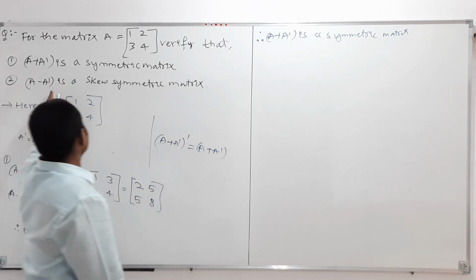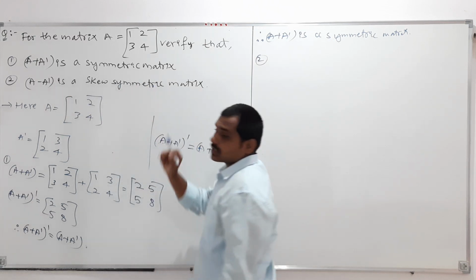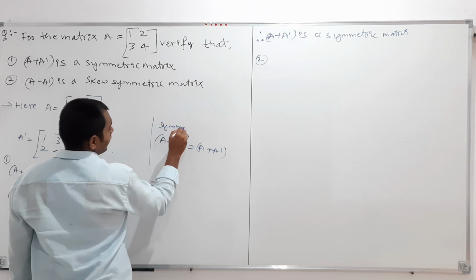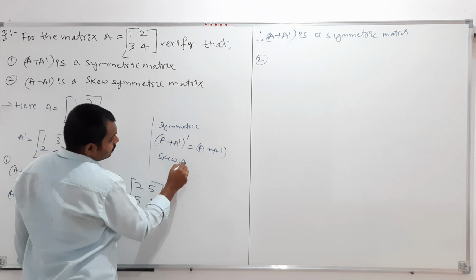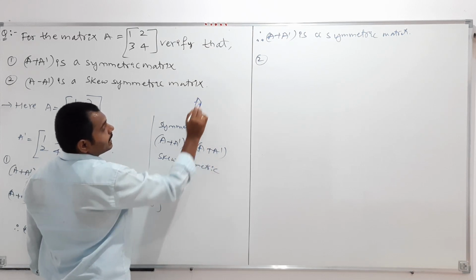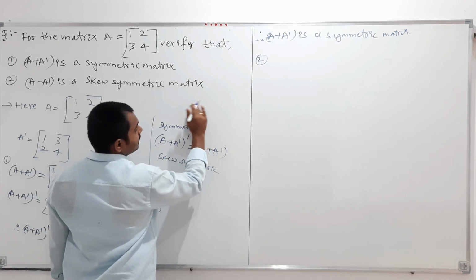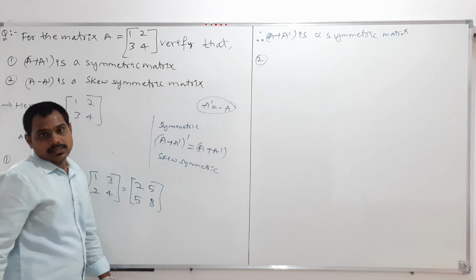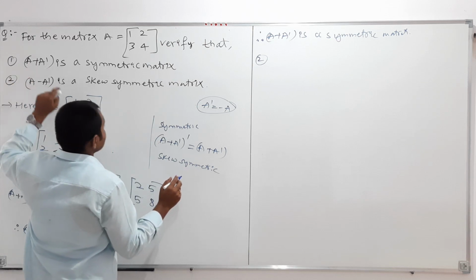And now I will show that A minus A dash is a skew symmetric. So my dear students, this is for the symmetric. Clear? If I wanted to prove for the skew symmetric, we should show that for any matrix A, if I wanted to show A is skew symmetric, I should consider A transpose must be equal to minus A. Clear? Like that, now I should show that A minus A transpose.